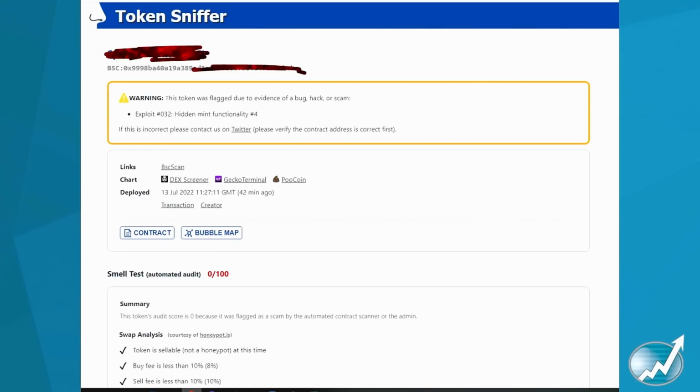So this is Token Sniffer, which is, I think, pretty cool. This one was flagged due to evidence of a bug, hack, or scam: hidden mint functionality. What this basically means is that the founder has put in a secret backdoor so they can just print as many coins as they want willy-nilly. Not good. You don't want that. And yeah, smell test, 0 out of 100. It's literally the worst coin you could probably come up with.